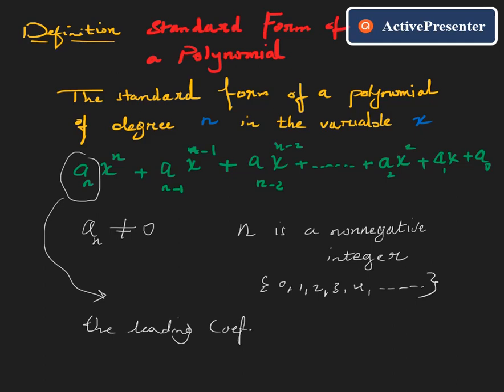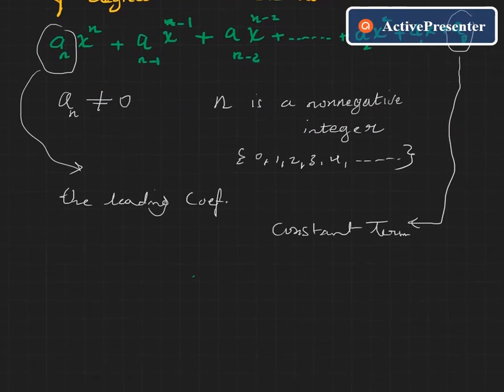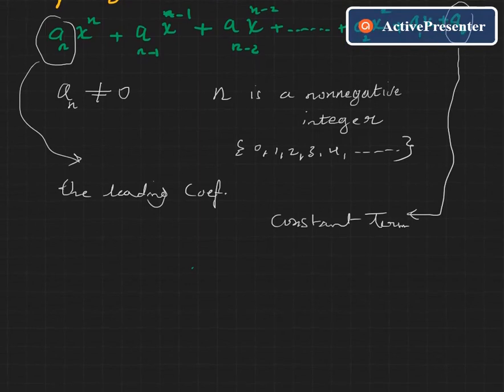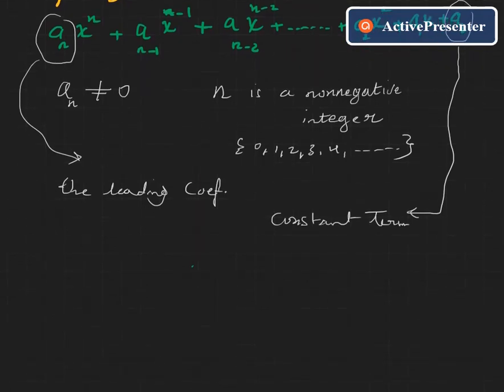Okay, and this a naught or a0 is called the constant term. What do we mean by the standard form? I will give you examples to understand what we mean by the standard form of a polynomial. Here is an example of a polynomial in its standard form.